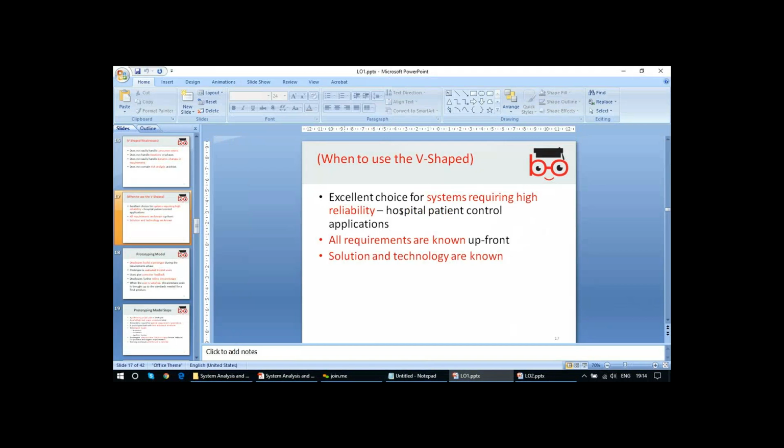Furthermore, when to use the V-shape? It's an excellent choice for systems requiring high reliability, like hospital patient control applications. All requirements are known upfront. The solution and technology are known. So when it really matters that you should not have any chance of mistake in the system, then each and every development step should be done very cautiously.